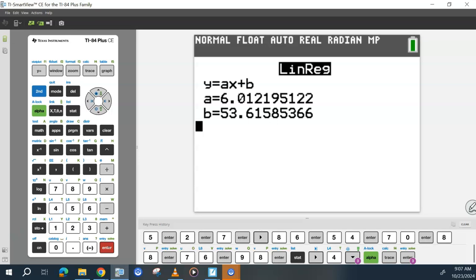So this, on the next page, is going to be your line of best fit. We're going to write 3 decimal places. So 6.012x plus 53.61, we're going to round to 6.